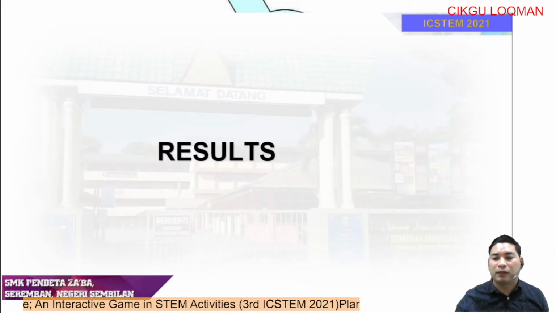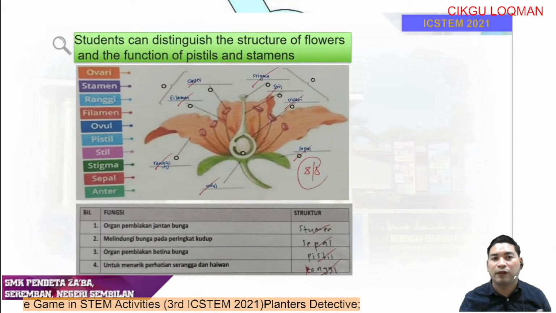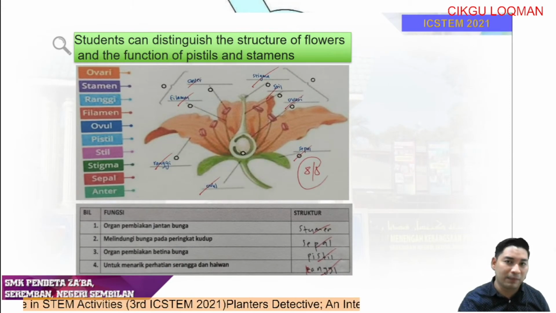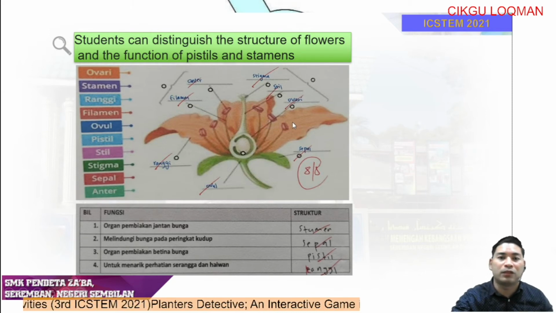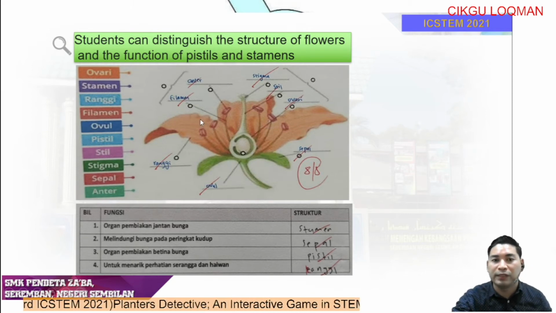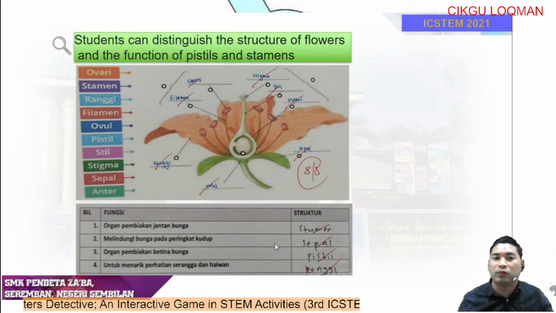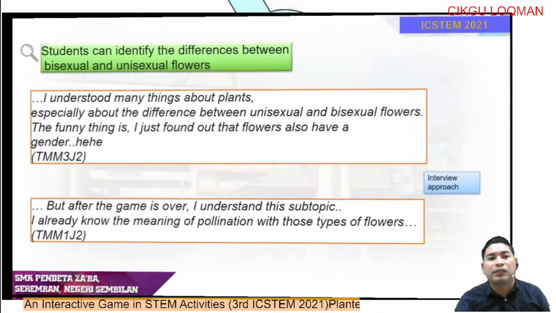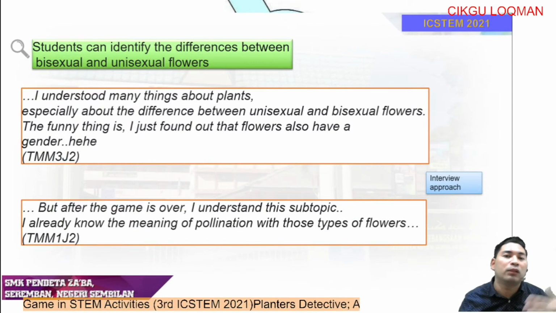As a result, firstly, students can distinguish the structure of flowers and the function of pistil and stamen. As you can see, the diagram shows that students can label the structure of the flowers correctly, and they can also write the function of pistil and stamen according to the structure of the flower very well. Next, students can identify the differences between bisexual and unisexual flowers.